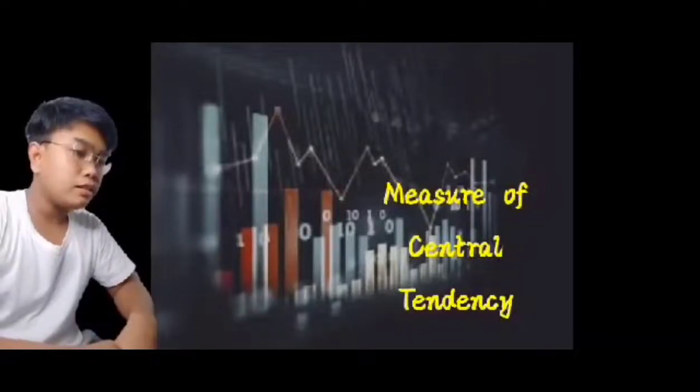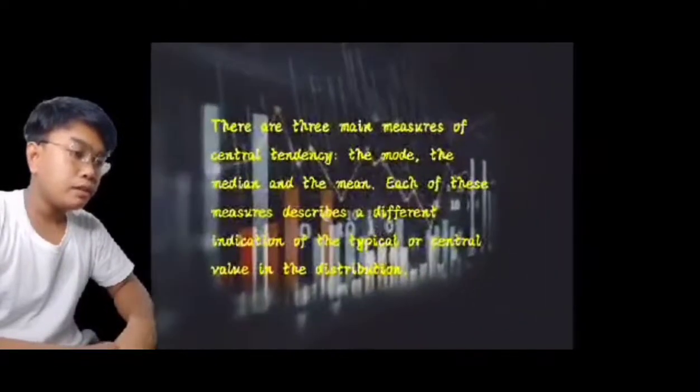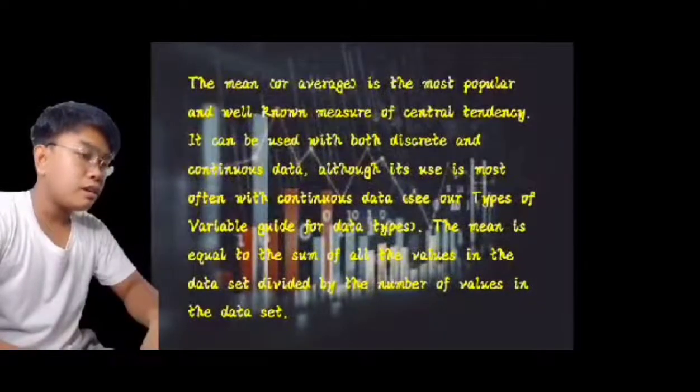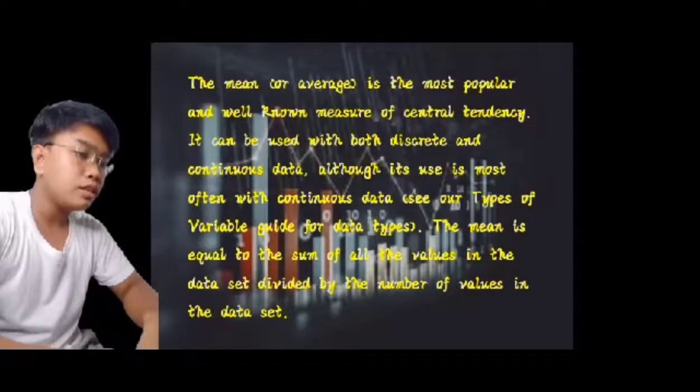Measure of central tendency. There are three main measures of central tendency: the mode, the median, and the mean. Each of these measures describes a different indication of the typical or central value in the distribution. Mean, or average, is the most popular and well-known measure of central tendency. It can be used with both discrete and continuous data, although its use is most often with continuous data.